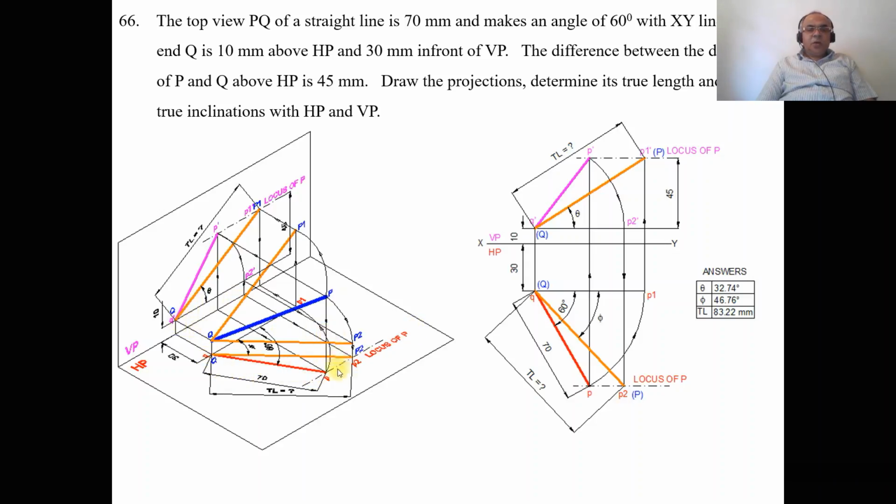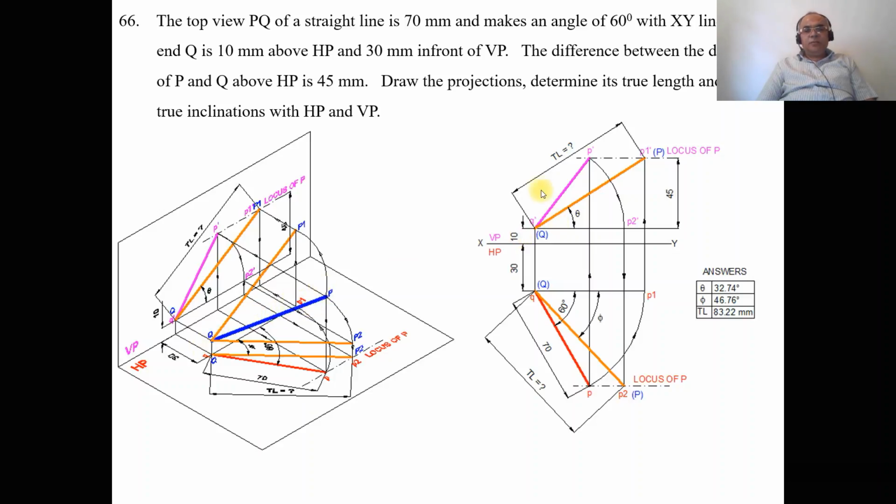Now that we have the top view, draw a vertical projector from here till here, and then from here a vertical projector to the front view, so that you get P dash. Then join P dash and Q dash with a dark line. When you project from P dash and also from P, both intersect at this point. So now you get the points in space, which are capital P and Q.